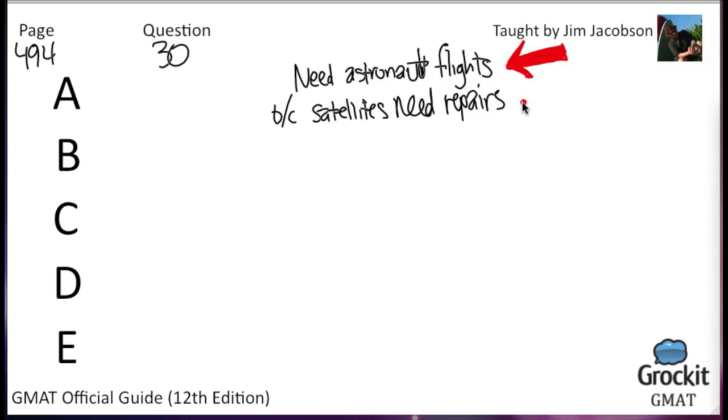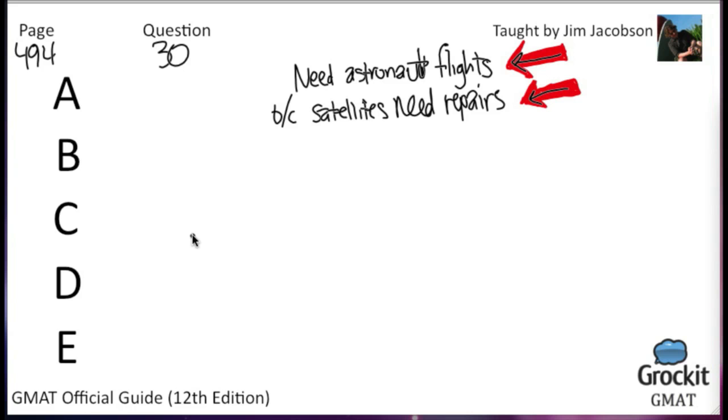Also, weakening the argument would be something that says we don't actually need to repair these satellites. Maybe we can make them self-repairing. Maybe we make cheaper ones and then replace them. Maybe it's cheaper to just throw a new one up there and just let the old ones malfunction. So we need one of these two things highlighted in our correct answer choice. Let's see what we get.